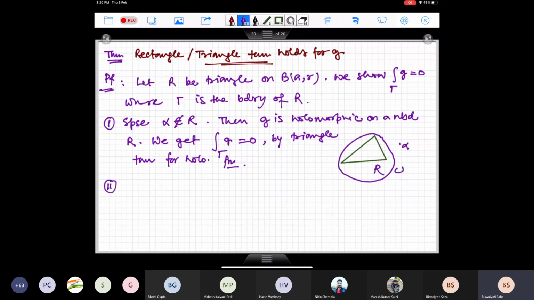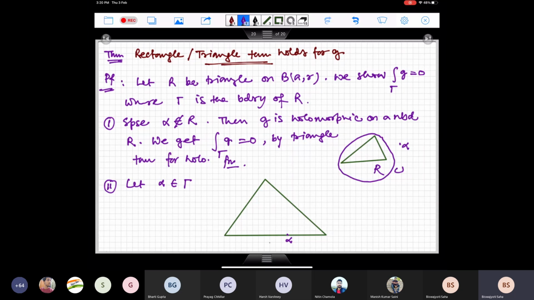The second case being: let alpha belong to gamma. So gamma is the boundary. Let us have a scenario where alpha is on the triangle gamma. Let me draw the picture again. I need to draw a bigger picture here because I want to make a lot of subdivisions. So let us say alpha is somewhere here.